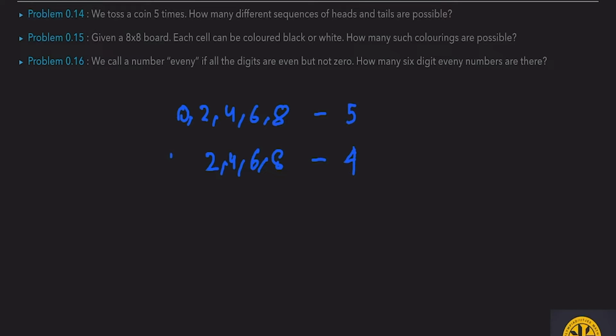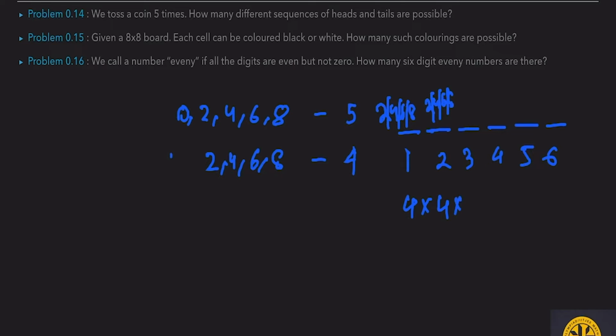Now we are being asked how many 6-digit even numbers are possible. So if these are my digits, 1, 2, 3, 4, 5, 6, every digit has 4 choices. So digit 1 can have 2, 4, 6, 8. Similarly, digit 2 can have 2, 4, 6, 8 as the possible choices. Digit 3, digit 4, digit 5, digit 6 all have the same 4 possible choices.